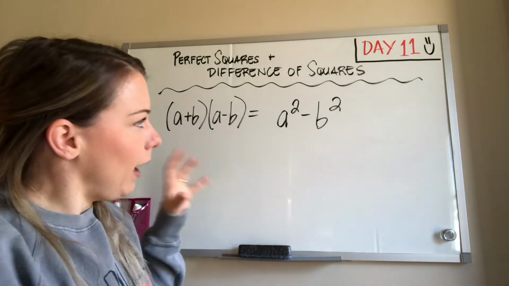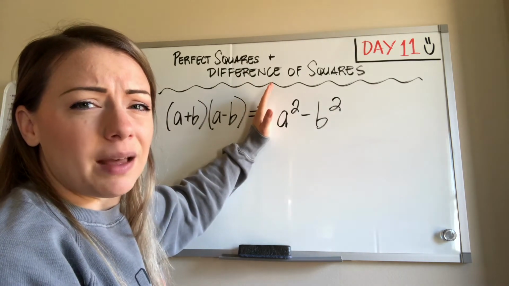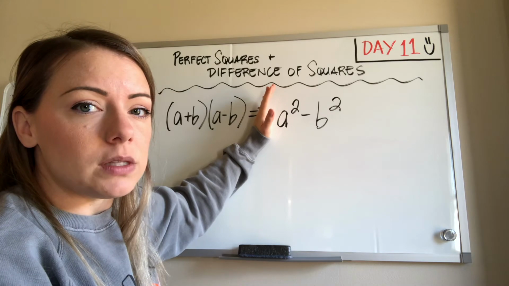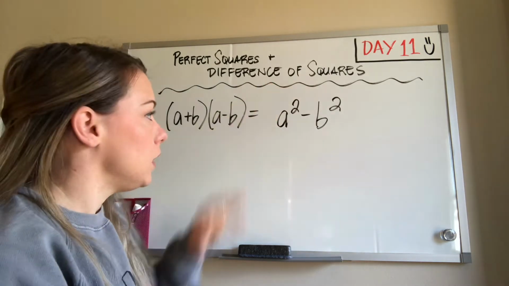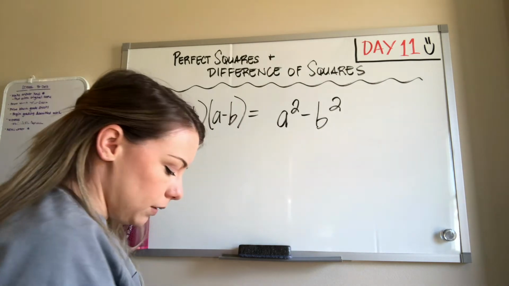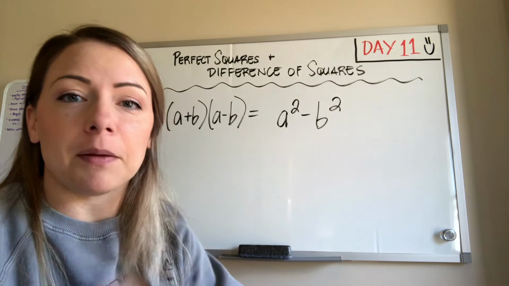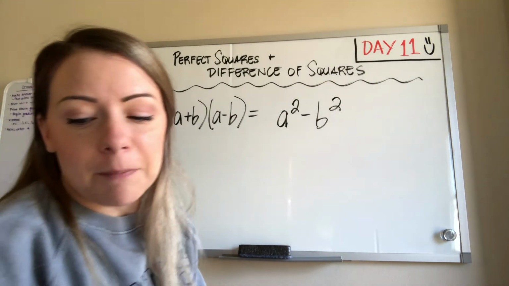So if you ever see a polynomial where you only have two terms and that middle term's not there, check to see if it's a difference of squares. All right, so let's give this a shot. It probably would help if I explained it first. Hold on, I'm sorry, I'm not quite awake yet.